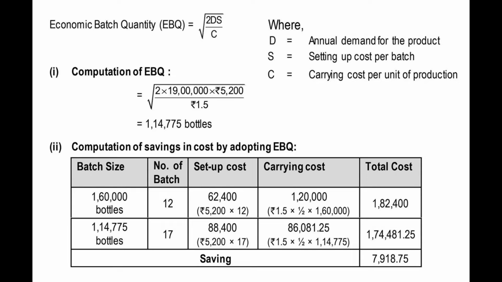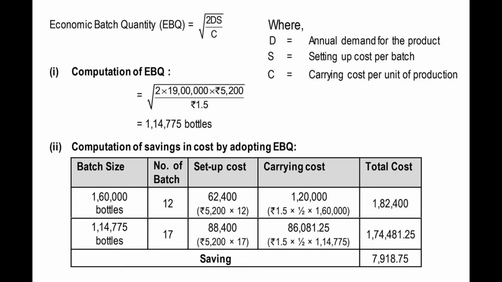Then we are moving to the next part of the question. So savings we have to arrive at. Computation of savings in cost by adopting economic batch quantity. There should be 5 columns and 3 rows. So first column batch size, second column number of batches, third column setup cost, fourth column carrying cost, and final column total cost. Go to first column, first row.